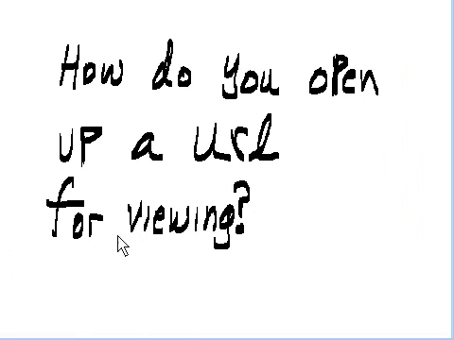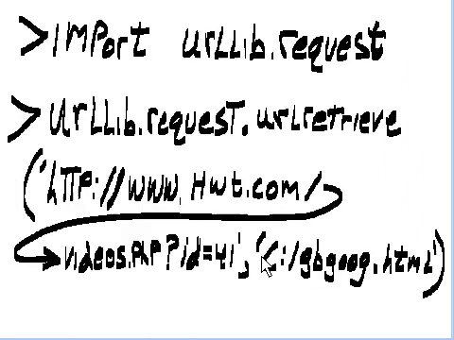How do you open up a URL for viewing? Import urllib.request. urllib.request.urlretrieve http://hwt.com/videos.php?questionID=41, comma. Now, where am I going to put it? c:/gbgoog.html. That's a good name for a file.